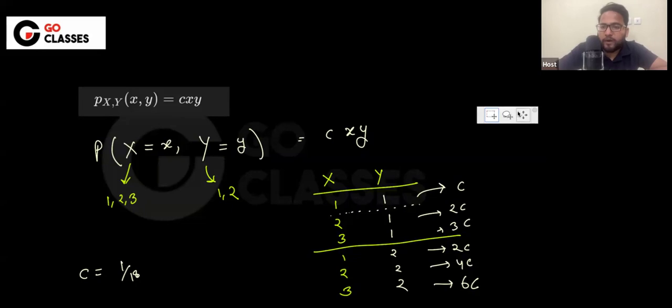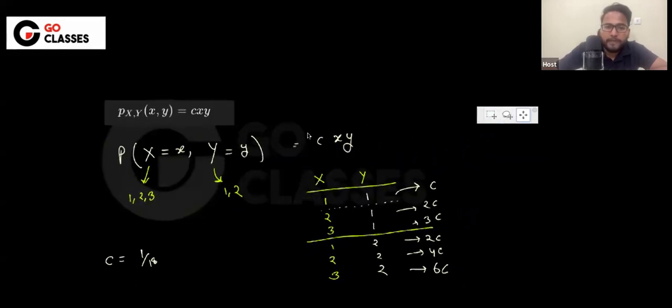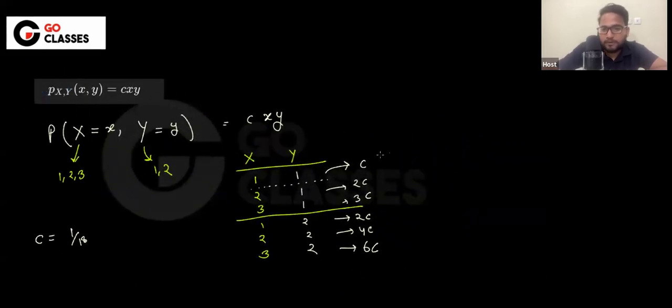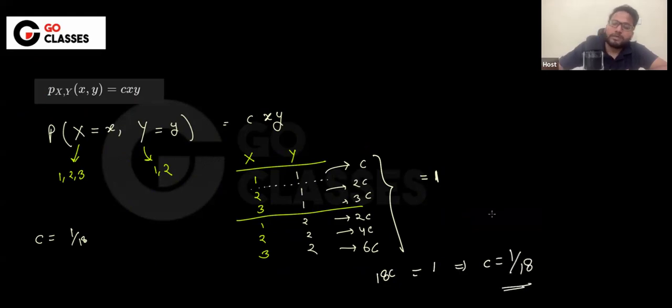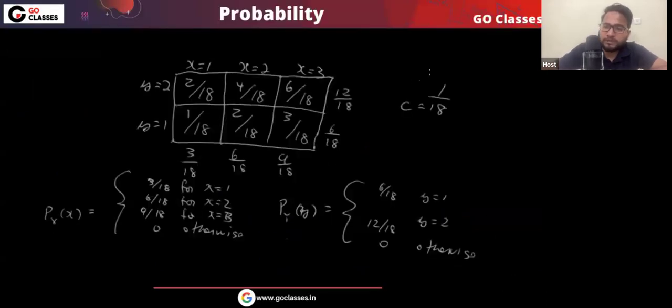Why? Because if you add all of this, you will be getting, it should actually be 1, right? So it is basically 18C, which is equal to 1. From here, you can say C equals 1 by 18. Okay, so that's how you can find out the value of C. So let's just see. Yes, C is 1 by 18.